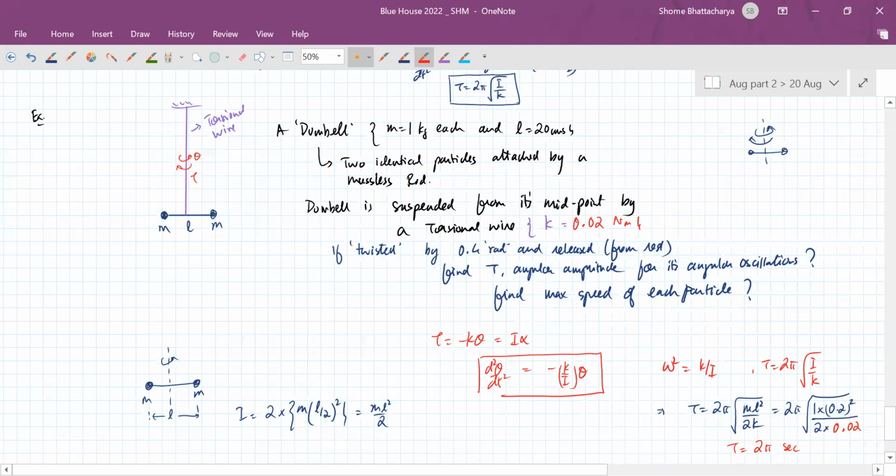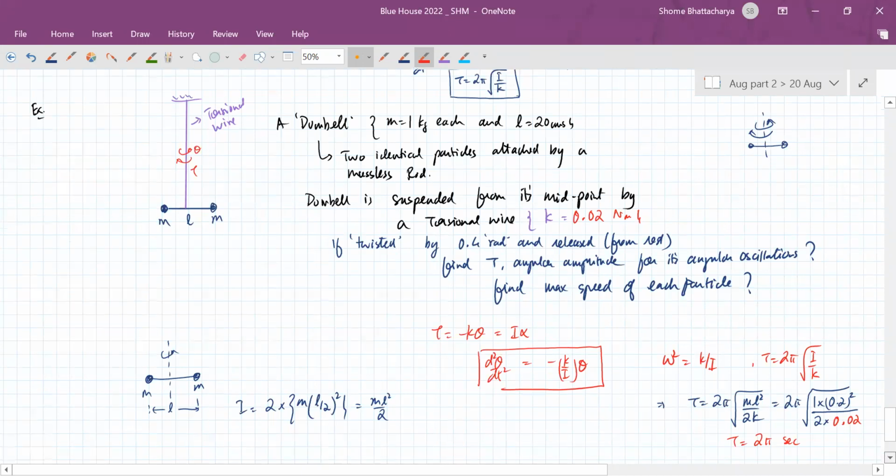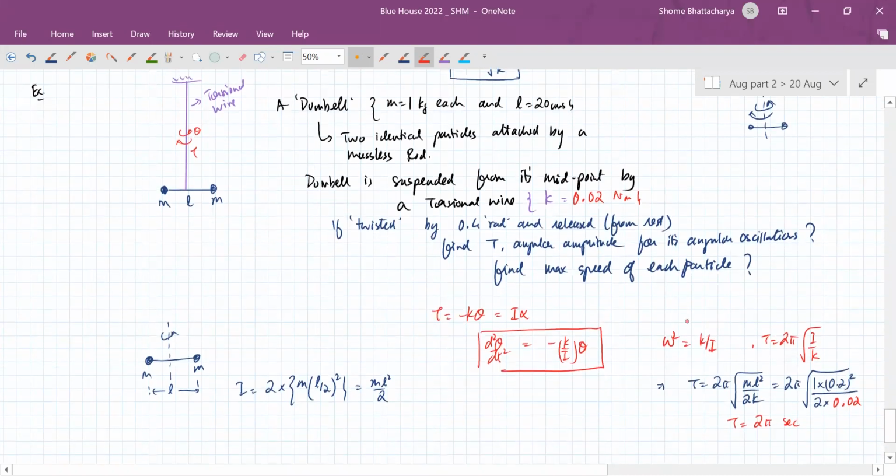Okay. And omega equal to 1 radian per second. Okay. So you're done with this time period and all.